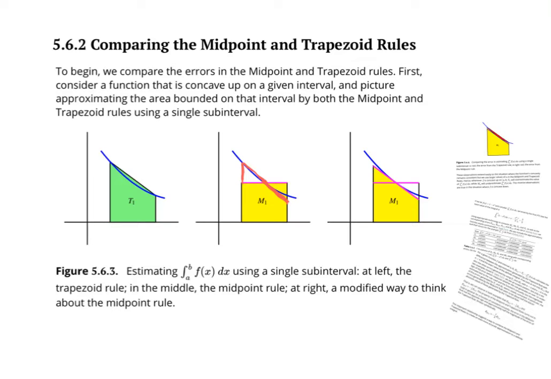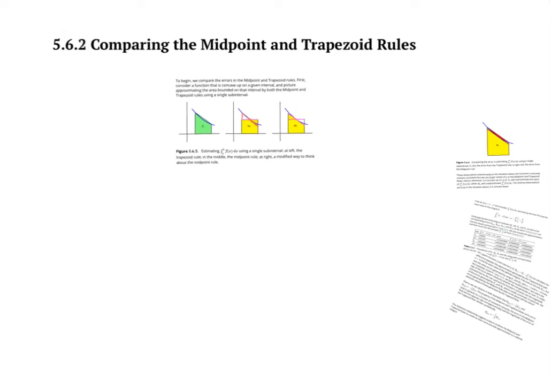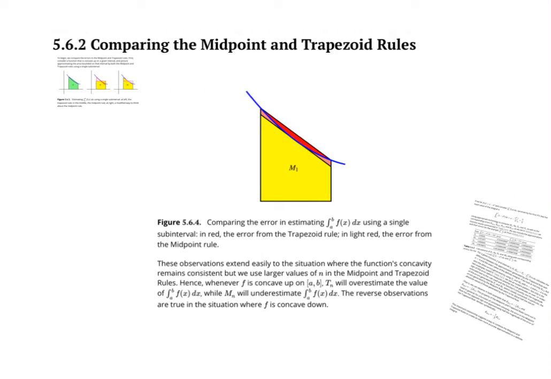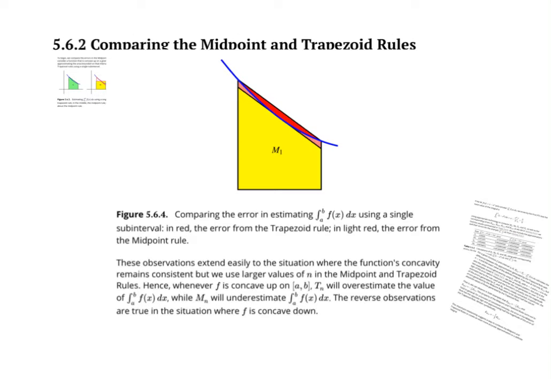We're going to superimpose these three pictures on top of each other, and we're going to try to see what that says about the error of each type of approximation. Here's that superposition I was just talking about. You'll see in red, we're seeing the error from the trapezoid rule, so that's over here. In light red, sorry, it's almost the same color, that's this part here and this part here, that's the error we would get from the midpoint rule.